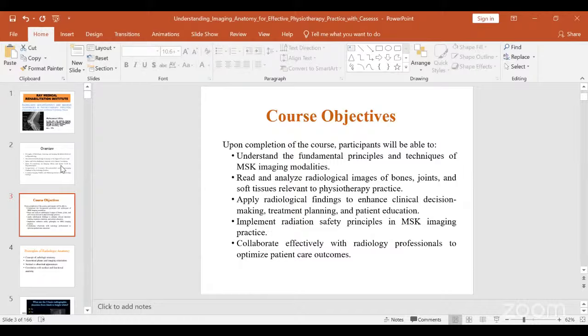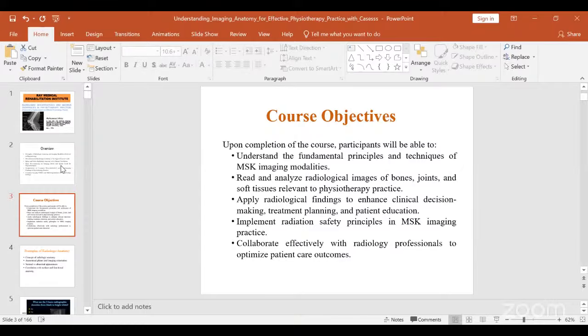So at the end of today's discussion, we should be able to understand the basic fundamental principles, techniques for musculoskeletal imaging, and the range of imaging modalities we use in assessing musculoskeletal conditions, and which imaging modality is case specific or pathology sensitive. That should be our very important take home at the end of this discussion today. We should be able to read and interpret radiological images for bones. What do we look at for bones? What do we look at in joints? And then for associated soft tissues relevant to our practice.